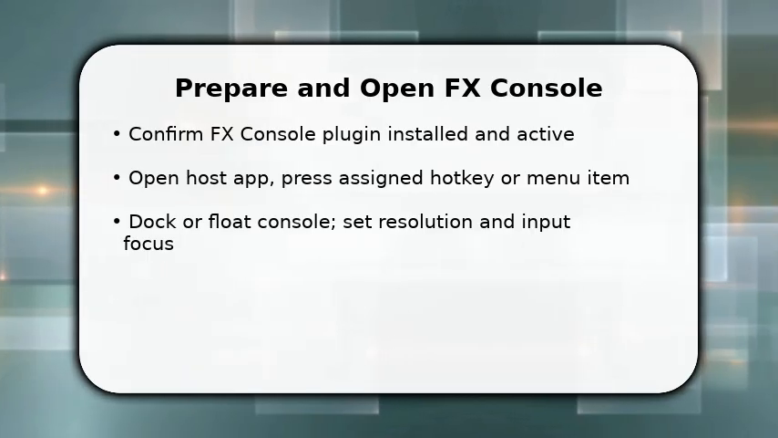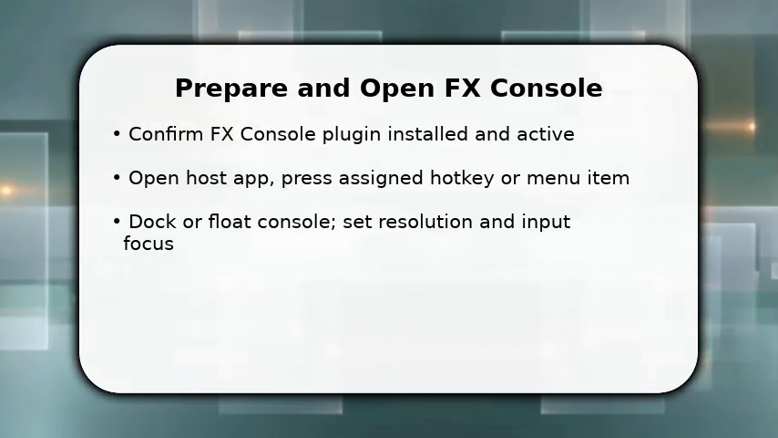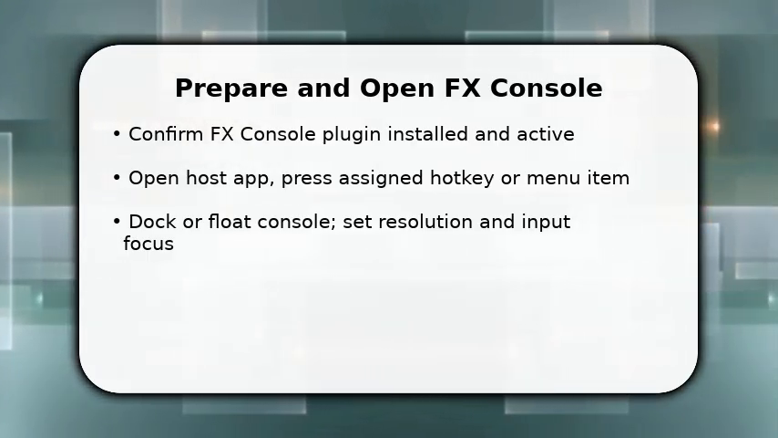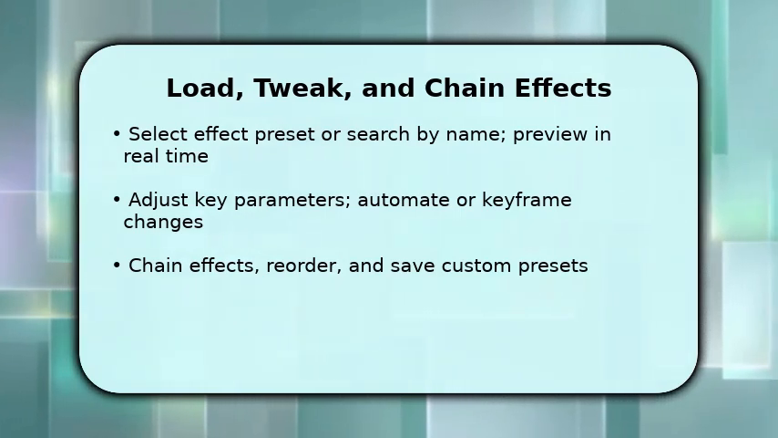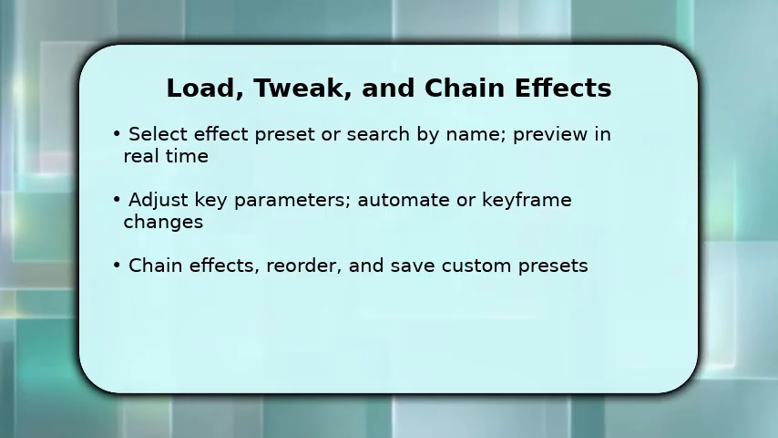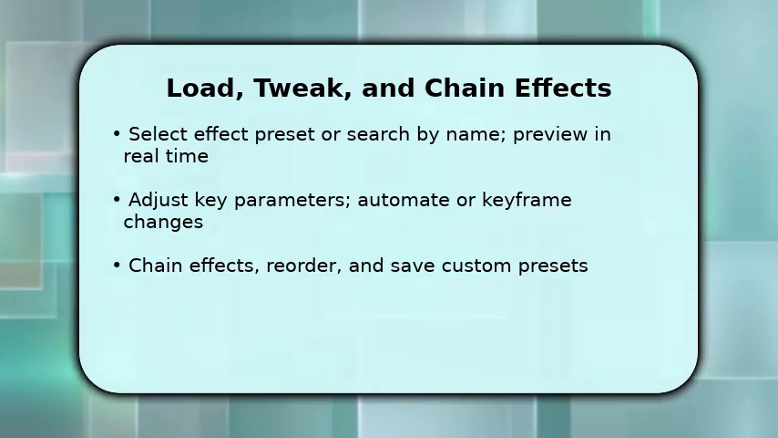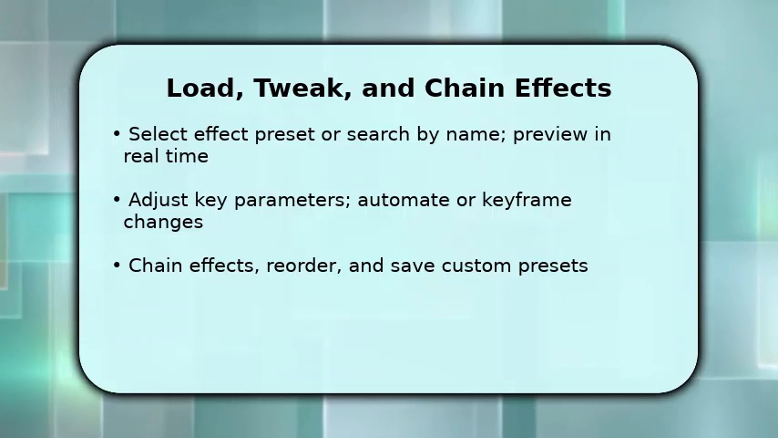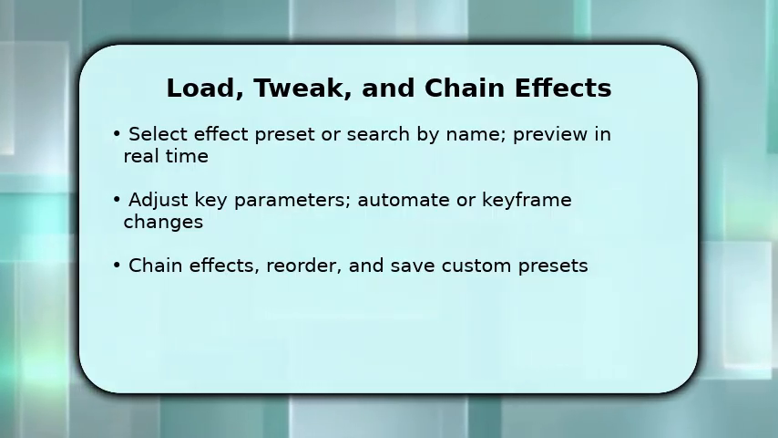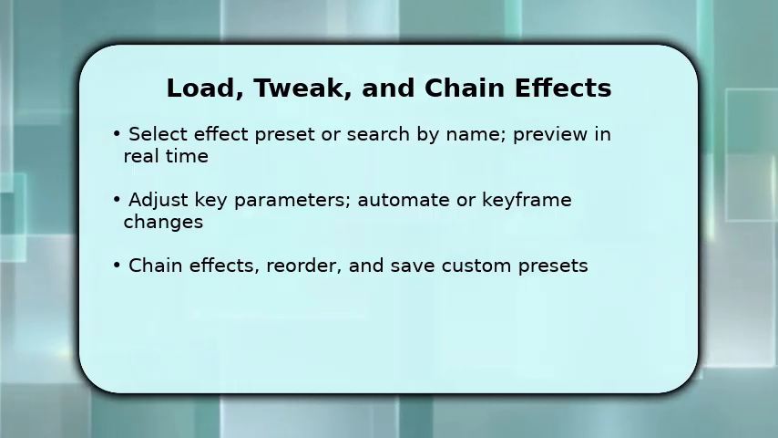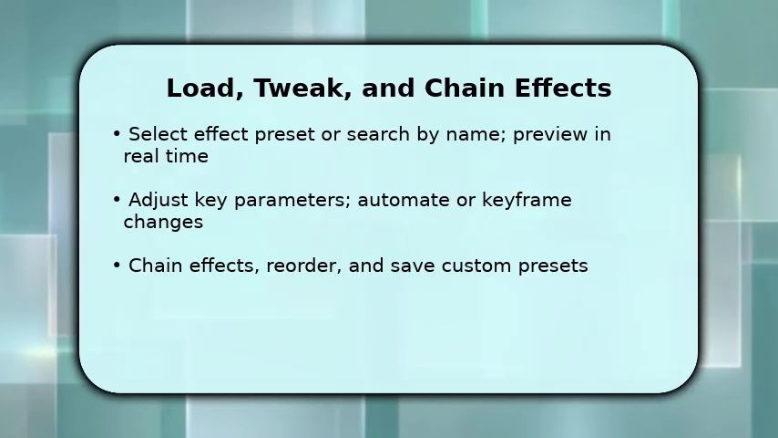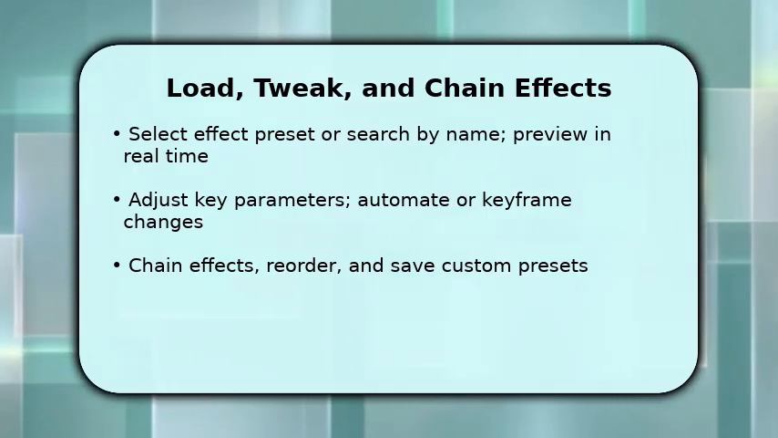The console lists presets and recent actions so you can jump into the next step quickly. You load an effect or preset from the console and preview the result in real time. As you tweak key parameters, watch the visual output and use brief test playback to confirm behavior. Once satisfied, chain additional effects by dragging them into the stack and reorder to control processing order. This directly changes the final look.